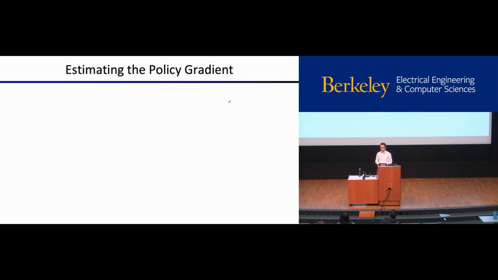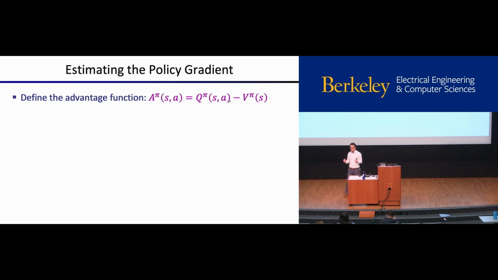Okay, so how do we estimate this policy gradient? We won't have time to go through the theorem in this class, so I'll just show it to you and then tell you intuitively what it means. But we're going to need to define something called an advantage function. This is using the same value functions that we've seen already. So Q functions and V functions.